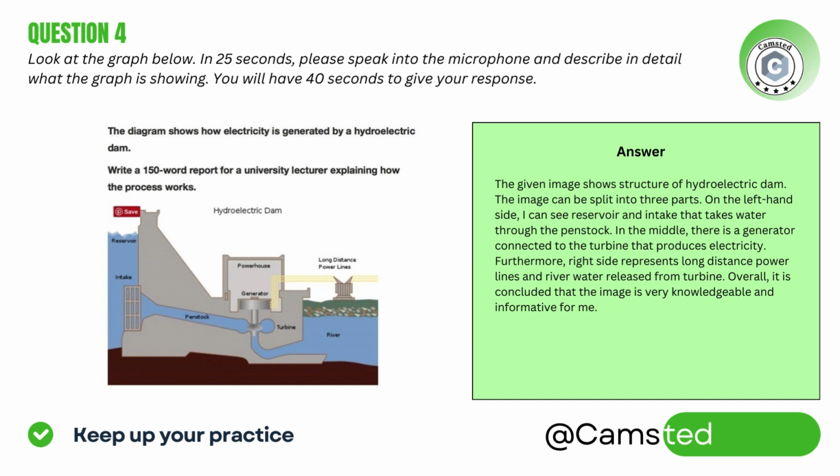Furthermore, right side represents long-distance power lines and river water released from turbine. Overall, it is concluded that the image is very knowledgeable and informative for me.